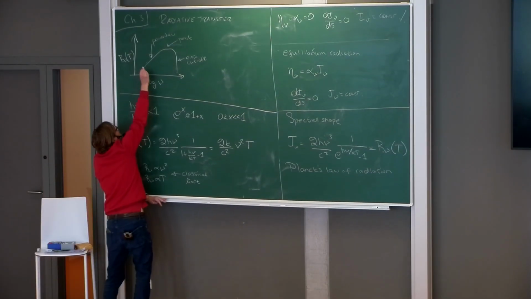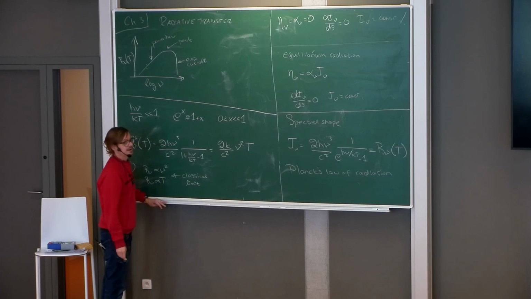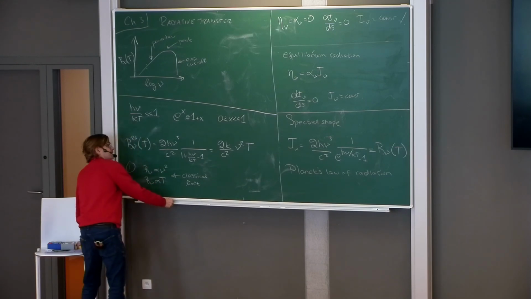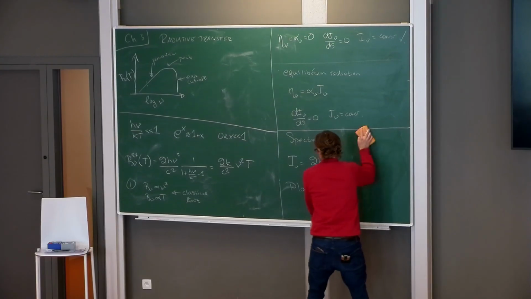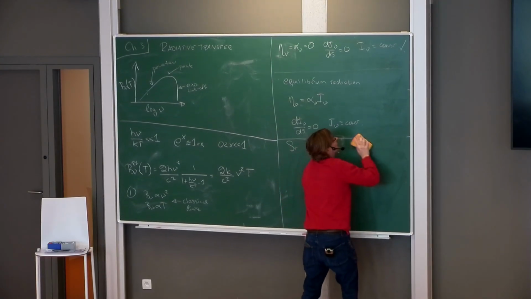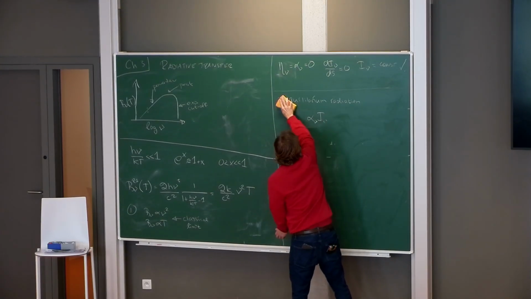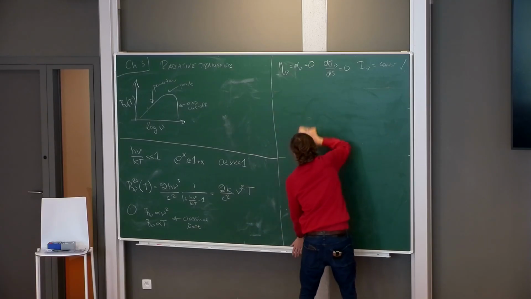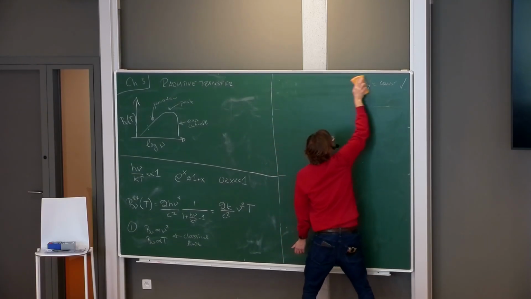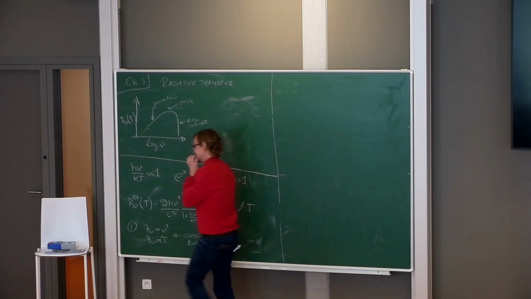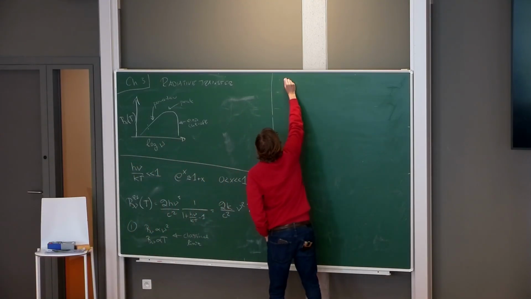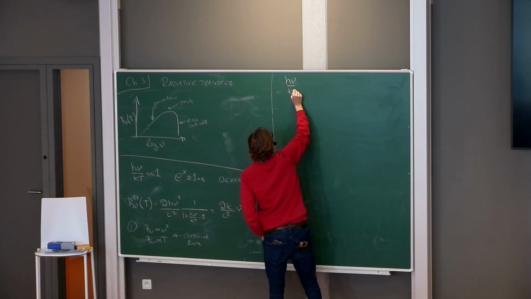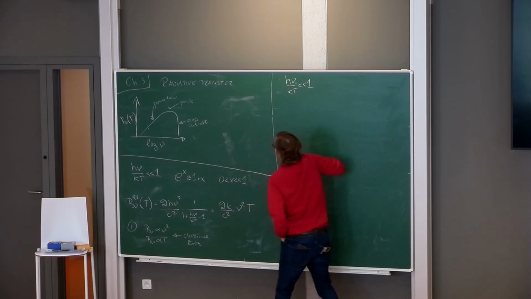You see the power law dependence there, right? Now, in the opposite regime, you have h nu divided by kT much, much smaller than 1.